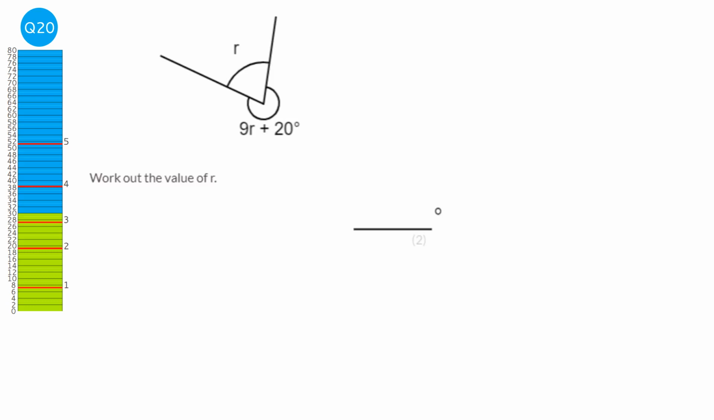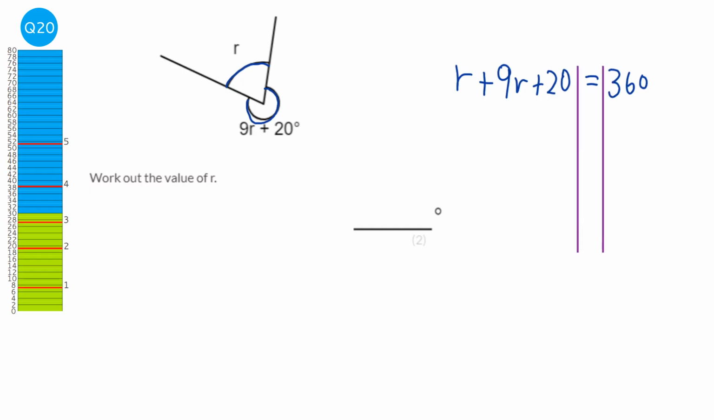So angles on a point add up to 360, and we are given the values of the angles, but in terms of r. So we know that r plus 9r plus 20 will equal 360. So we've got an equation here we can solve.